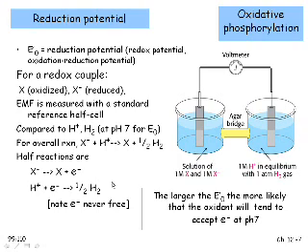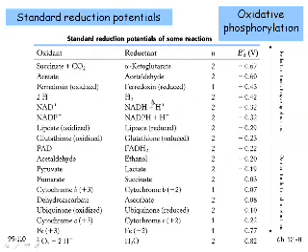But the electrons are not free in this process. And the way of thinking about this is that the larger the redox potential, the more likely it is that the oxidant will tend to accept electrons at pH 7. So a large E0 is going to make it likely that the oxidant will accept electrons, will oxidize other things. And we can get a little bit of a feeling for that by looking at some standard reduction potentials.